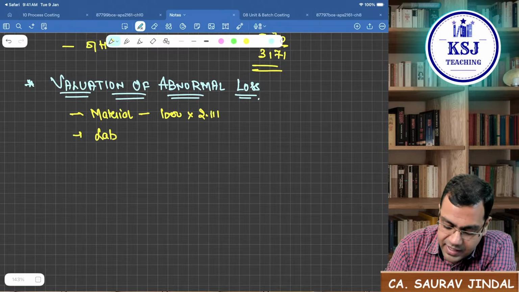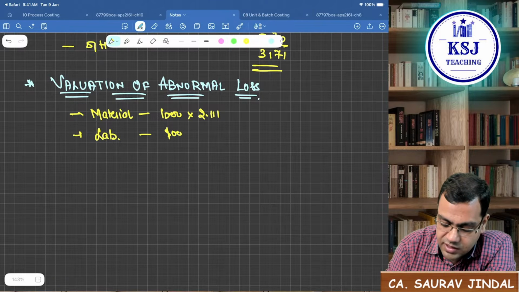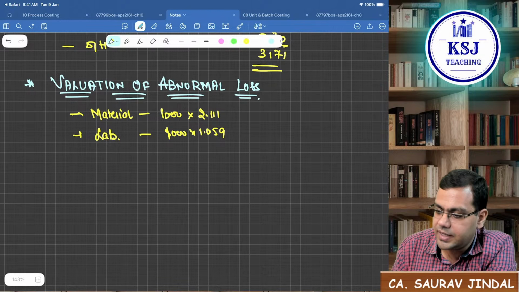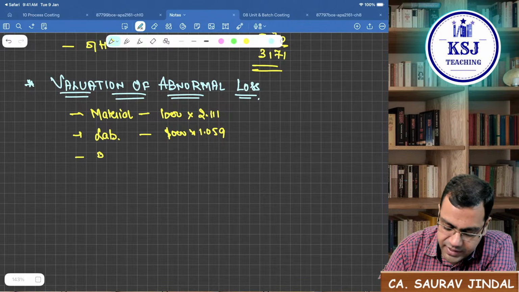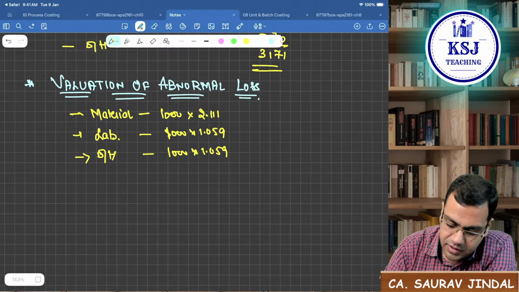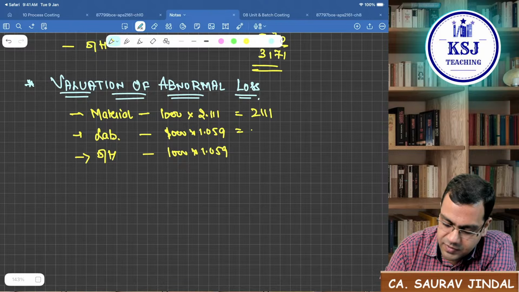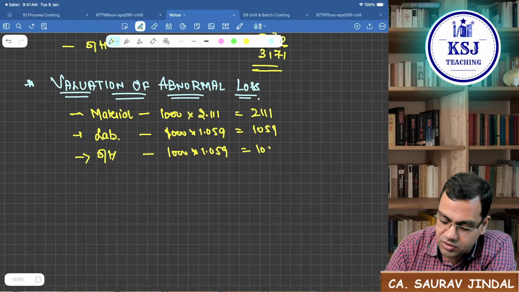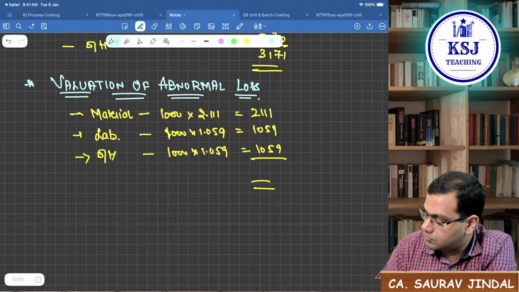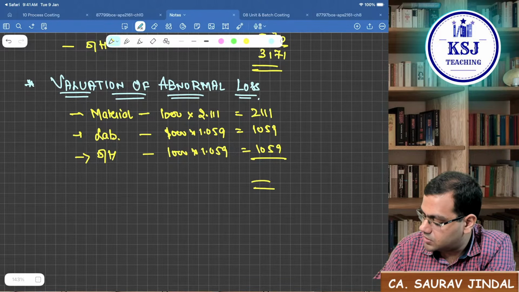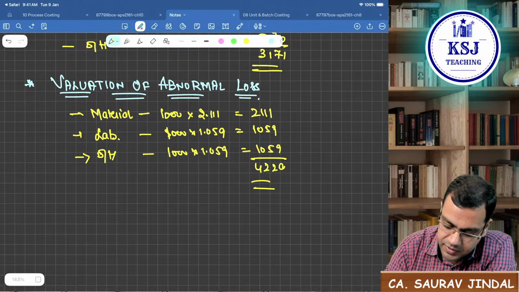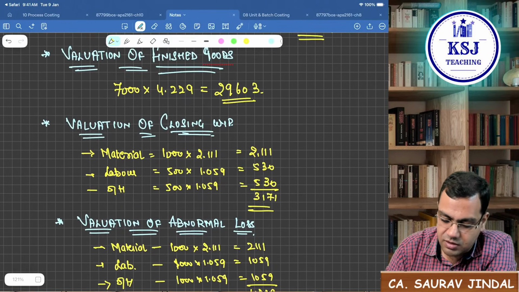In this case, you can directly take it total also. So here also 1000 into 1.059. And for overheads also, it can be 1000 into 1.059. So it is 2111, 1059 and 1059. This will be the total value. 2111 plus 1059 plus 1059, that comes to 4229. This is the value of your abnormal loss.